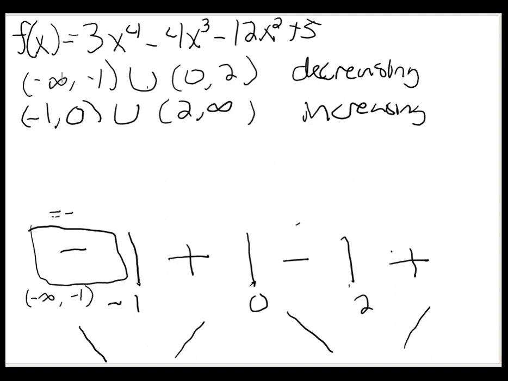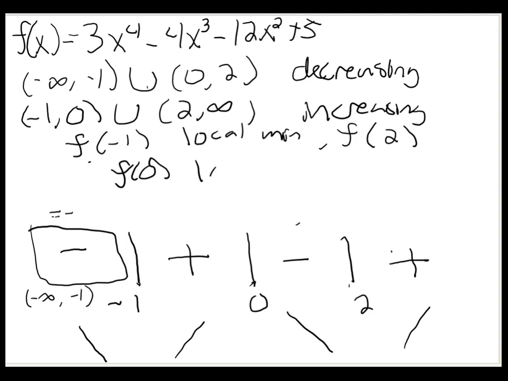And then we can look at it and we see that it looks like now f of -1 is going to be a local minimum, as well as f of 2, whereas f of 0 is a local max. So that's how these problems go.